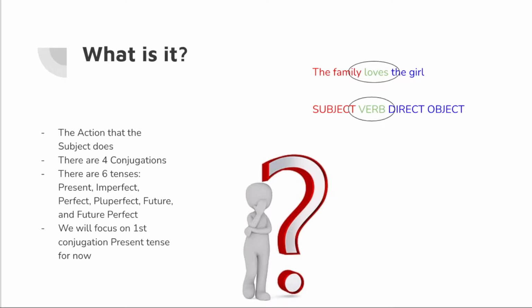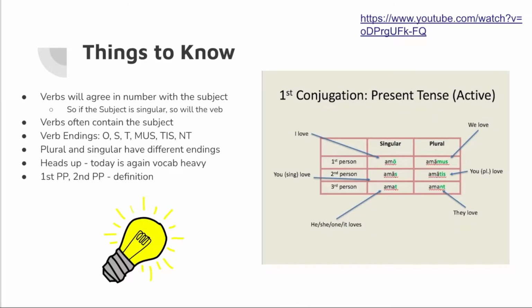So there are 4 conjugations in Latin, and there are 6 tenses: present, imperfect, perfect, pluperfect, future, and future perfect. We'll focus on first conjugation, present tense for now. Things to know: verbs will always agree in number with the subject. So if the subject is singular, so will the verb. This is the same as in English. As in the sentence, the boy runs, you see how a singular subject needs a singular verb. And if it's the boys, it'll be the boys run, which is a plural verb and a plural subject.